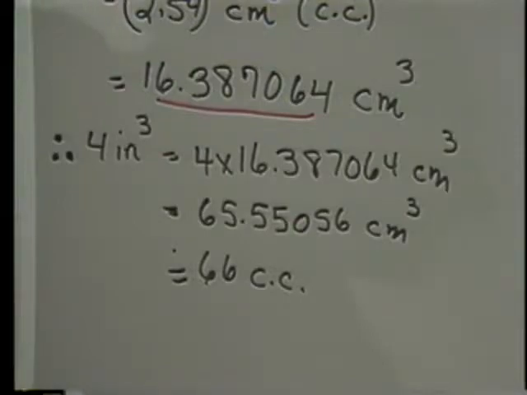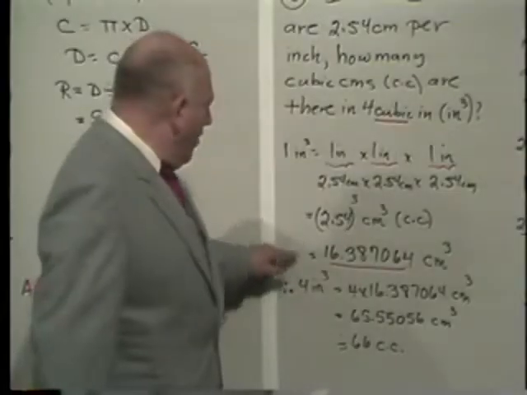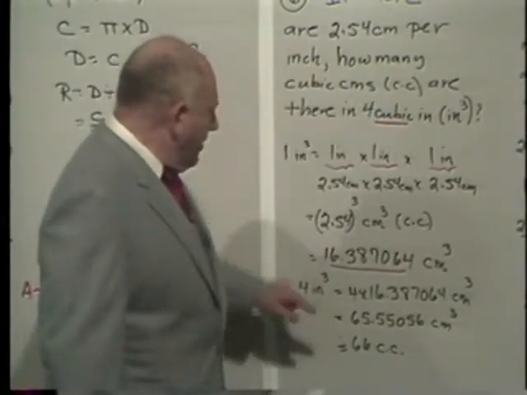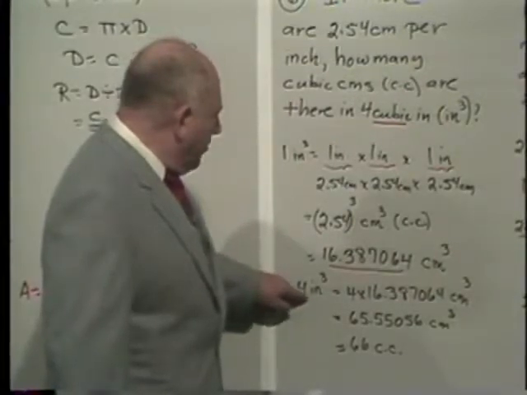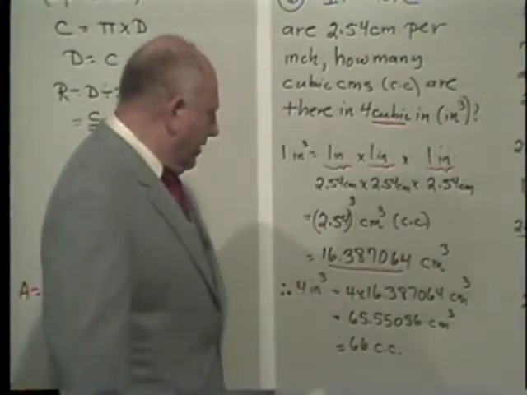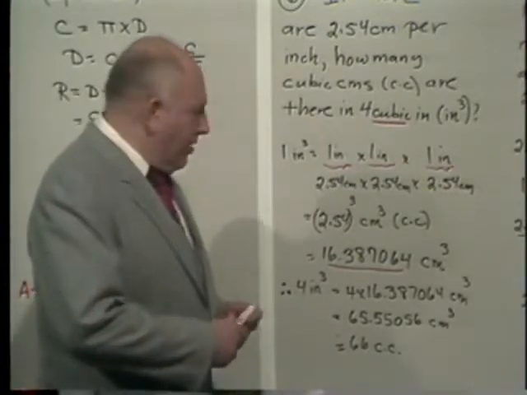Everything has to stand for something, so this stands for therefore. So if 1 cubic inch has this many cubic centimeters, 4 cubic inches will have this many cubic centimeters, and that rounds off to 66 cubic centimeters.